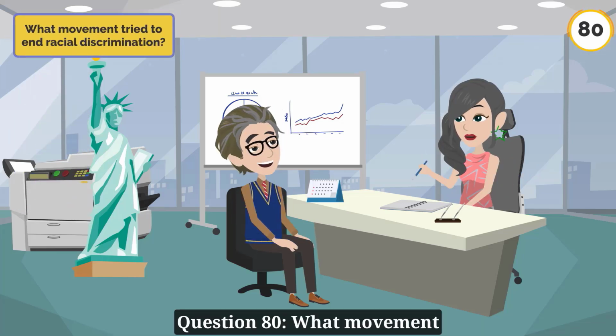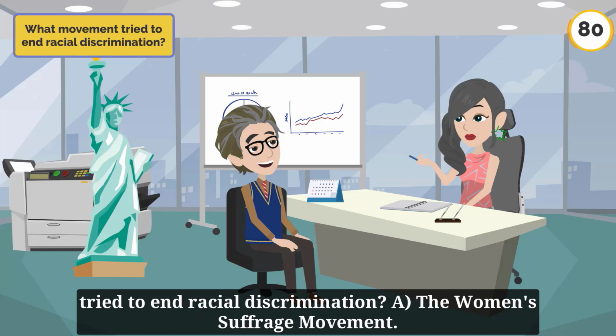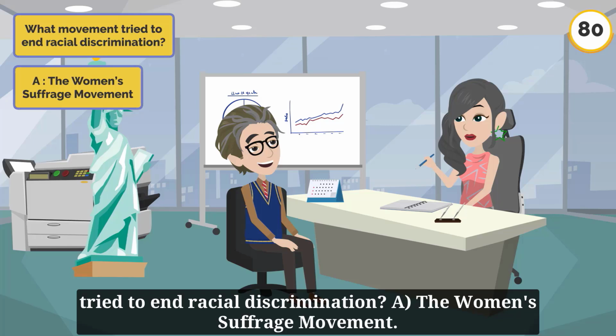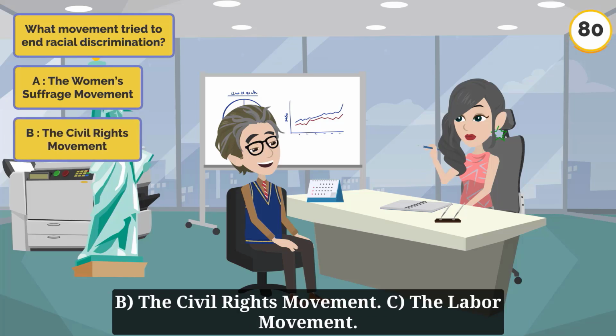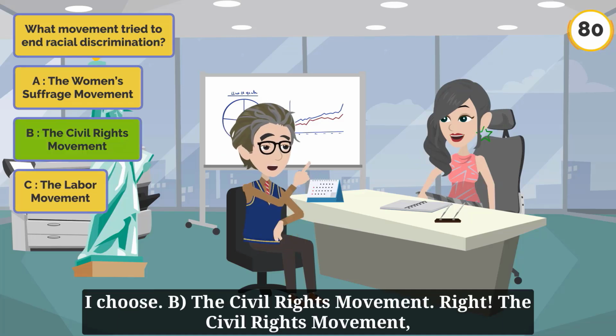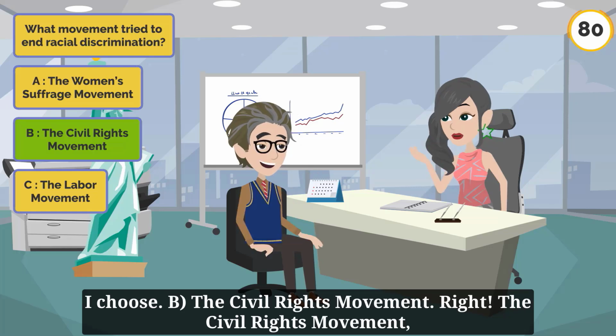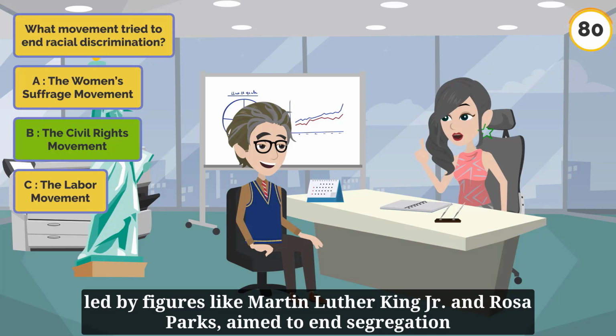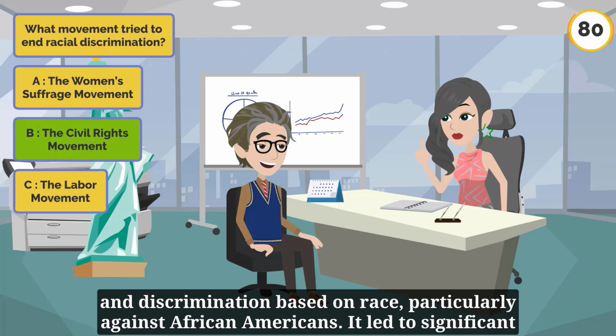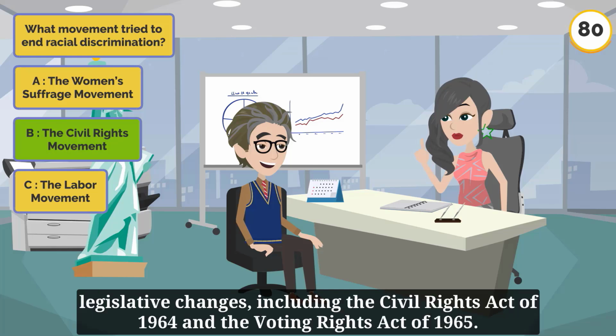Question 80. What movement tried to end racial discrimination? A. The women's suffrage movement. B. The civil rights movement. C. The labor movement. I choose B. The civil rights movement. Right. The civil rights movement, led by figures like Martin Luther King Jr. and Rosa Parks, aimed to end segregation and discrimination based on race, particularly against African Americans. It led to significant legislative changes, including the Civil Rights Act of 1964 and the Voting Rights Act of 1965.